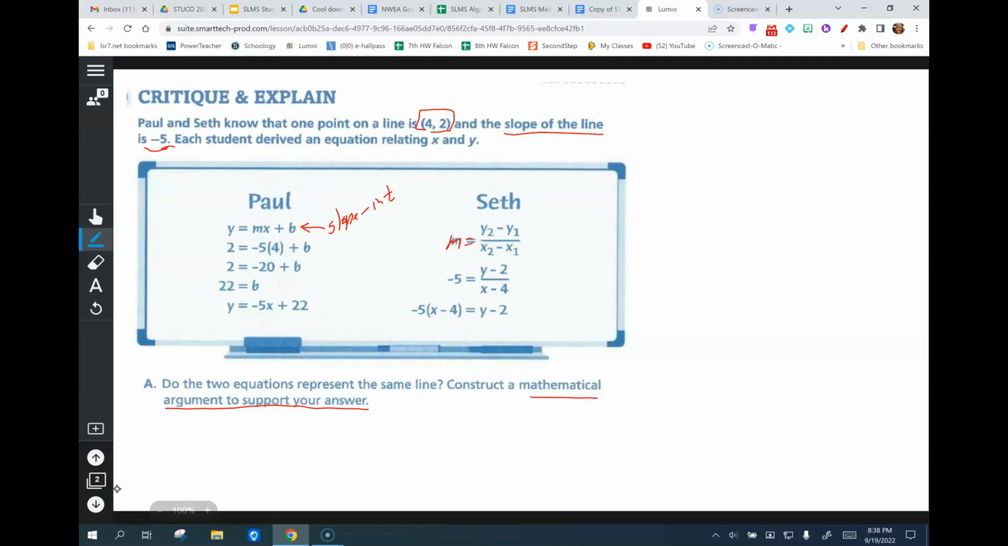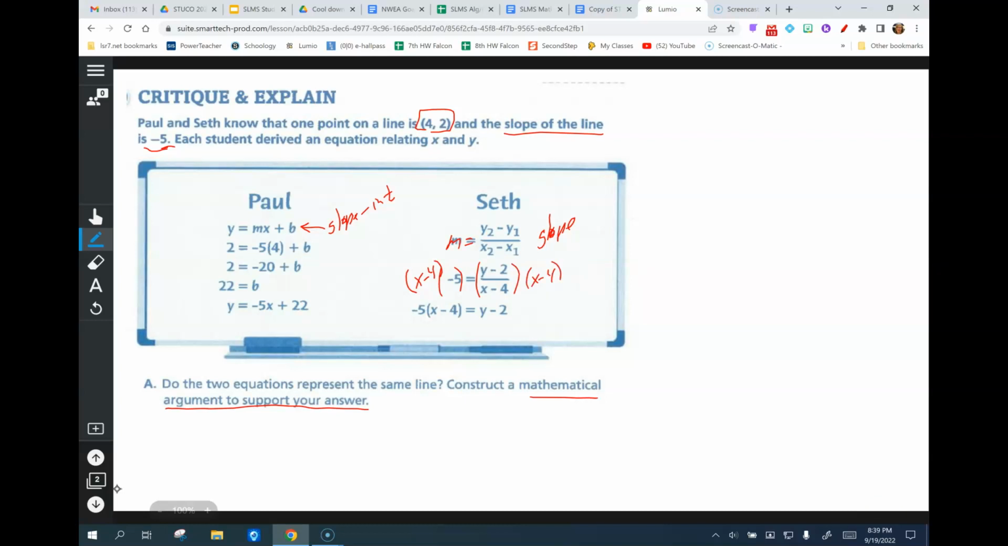Well, Seth, what he did is he went all the way back to slope. He took slope and plugged in what the slope is. That is given, that's a -5. And he plugged in the point (4, 2). Then he cleared the fraction by multiplying by x minus 4 on both sides. So he multiplied by x minus 4, and that's how he came up with his equation.